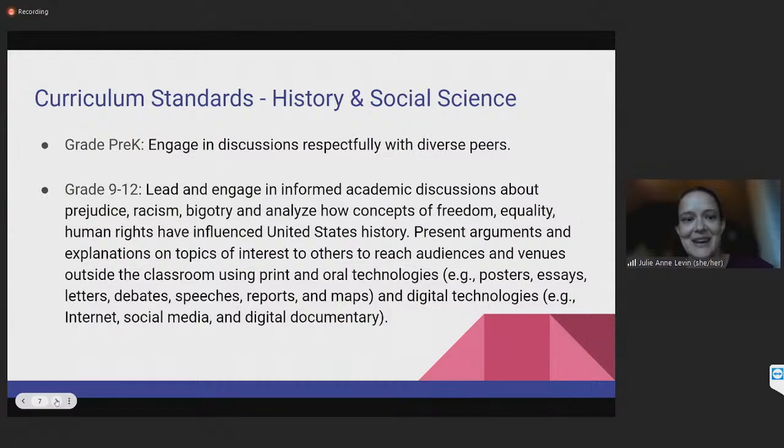I love that. In history and social sciences, this is another example of the spectrum. In pre-K, we ask students to engage in discussions respectfully with diverse peers. But by grades 9 to 12, we're asking them to use print, oral and digital technologies to present arguments and try to change people's minds in the face of so much misinformation that we encounter, again because of technology. Again, there's such a spectrum of what we're planning for from pre-K to 12.